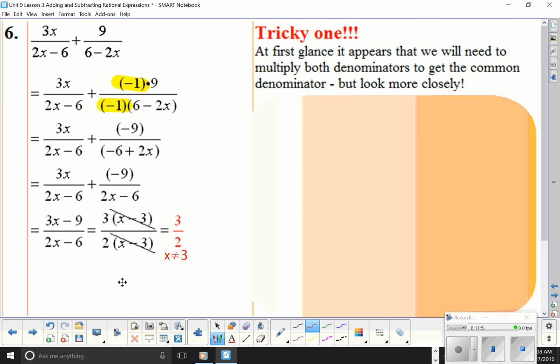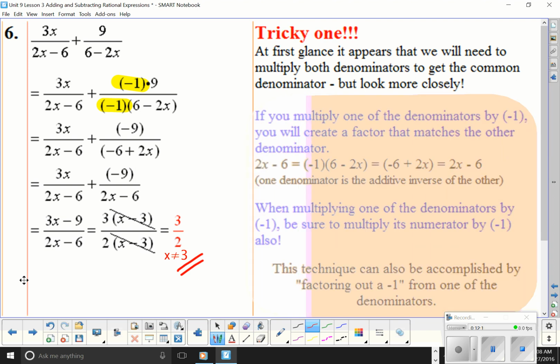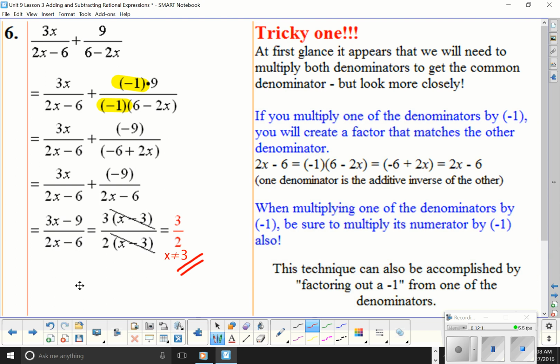Finally, when you add 3x minus 9, you factor out the 3, and then you can reduce. Now, even though your answer is 3/2, you still have to pay attention to your restriction. X cannot equal 3. If you multiply one of the denominators by -1, you create a factor that matches the other denominator. When multiplying one of the denominators by -1, be sure to multiply the numerator by -1. Remember, -1 over -1. This technique can also be accomplished by factoring out a -1 from one of the denominators.